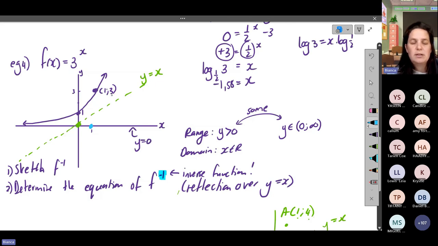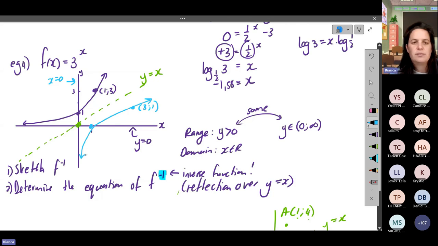1 and 3, they swap around. Now they become 3 and 1. So 3 and 1, let's say, is about there somewhere. Okay. Another thing you need to swap is the asymptote. At the moment, the asymptote is y equals 0. Now the asymptote will be this one, x equals 0. Okay, and your graph looks like this.